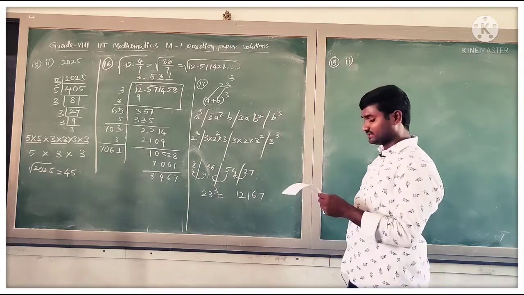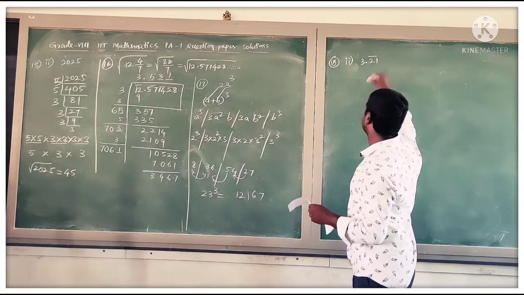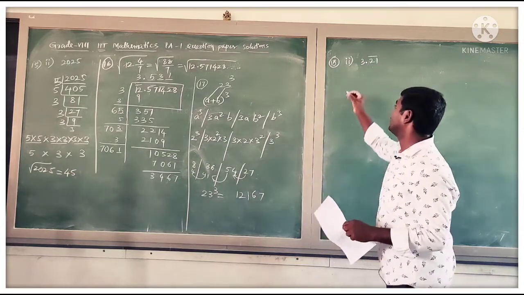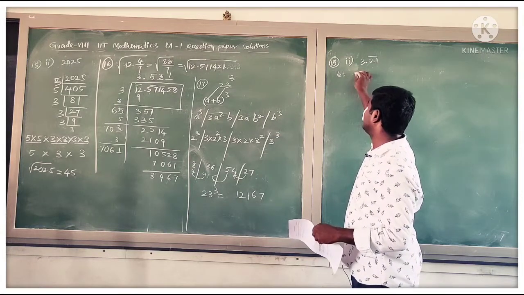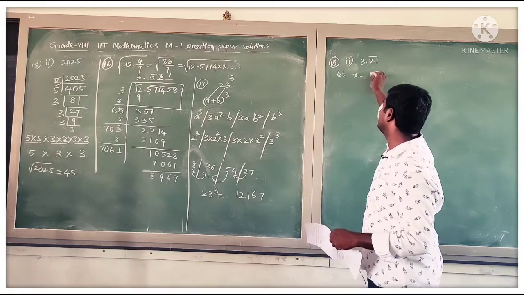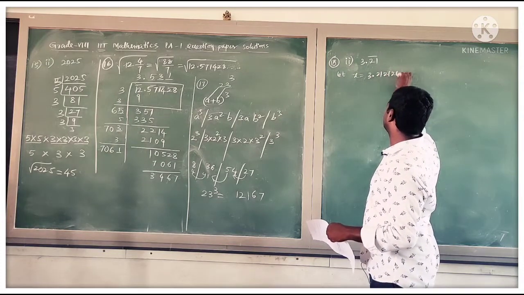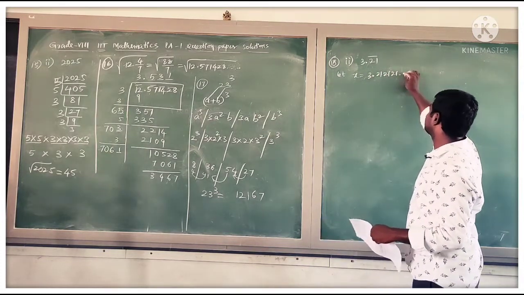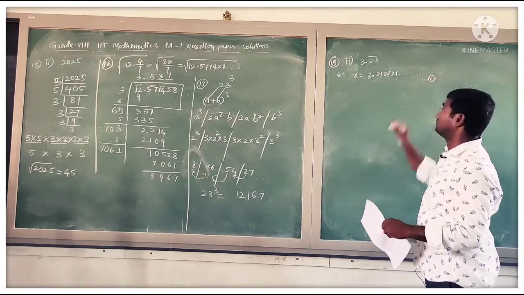So convert 3.21 bar into p by q form. So let the given number be x. Let x is equal to 3.2121, and so on, you can consider. Okay, this you can consider equation 1.